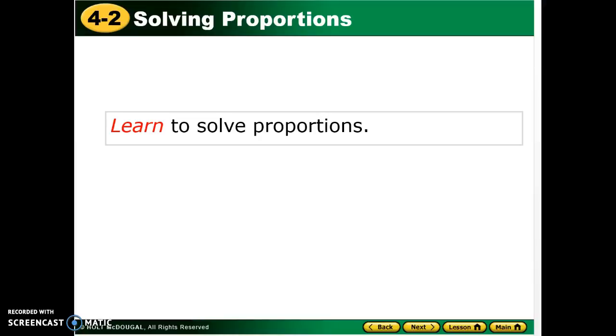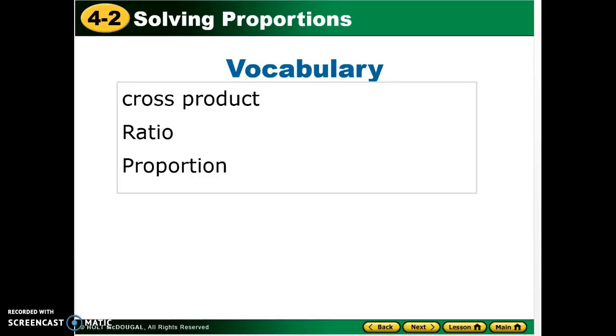Okay guys, here's a quick recording on how to use proportions to solve problems. Proportions are basically just equivalent fractions, a fancy way to say that. So some key vocab: cross products, I'll show you how to use those to solve proportions. Also we have ratio, and then proportion itself. Alright, so let's get going.